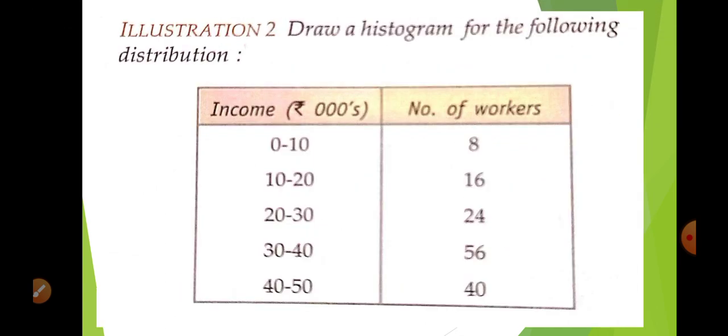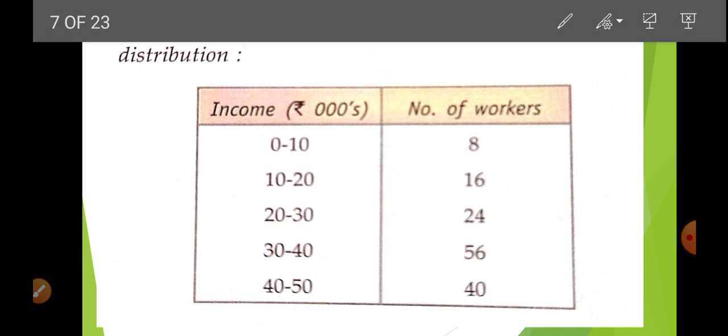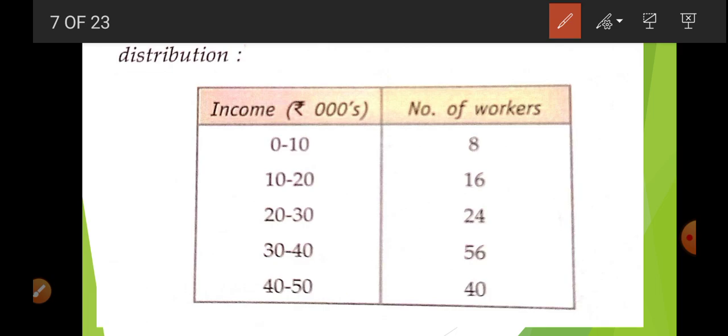Now here is given one illustration. Draw a histogram from the following distribution. So in this example you can see that when we calculate class interval, how do we calculate it? L2 minus L1, यानी कि upper limit minus lower limit.